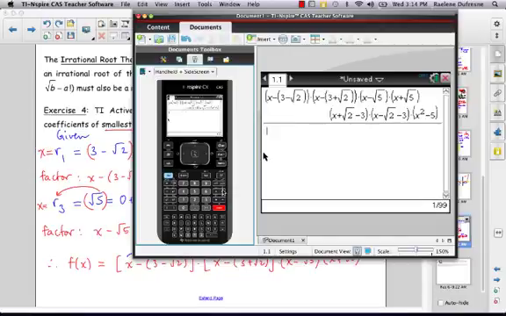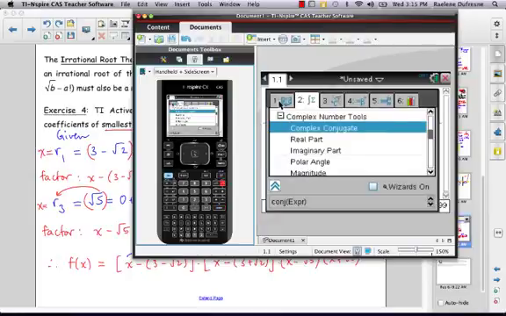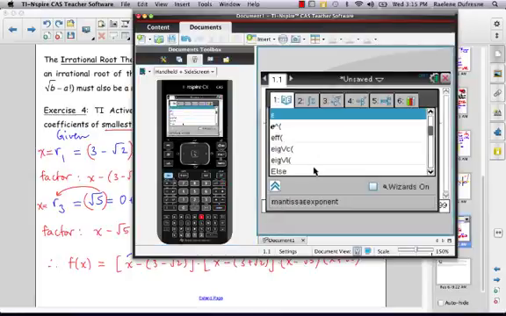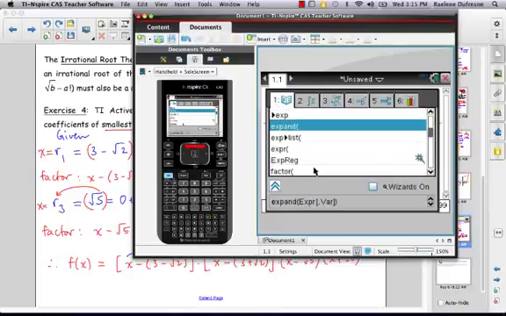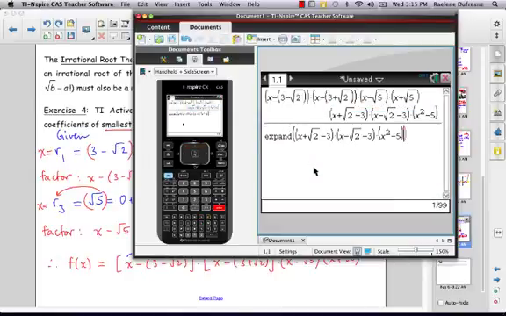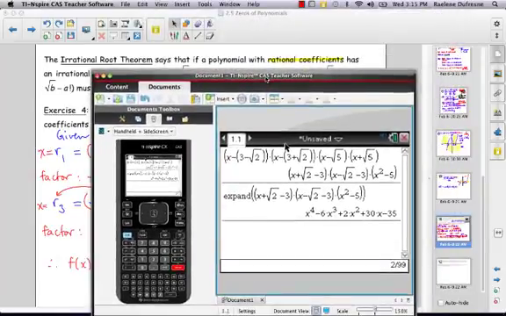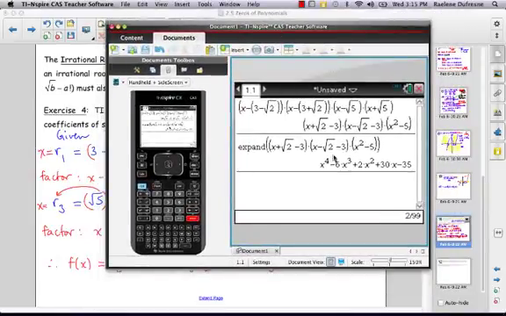Let's go to the catalog feature above the division, and we are going to go into the catalog to E for expand, or F and cursor up to expand. We are going to expand this expression, and when we do that, we see x to the 4 minus 6x cubed plus 2x squared plus 30x minus 35. This is a polynomial of degree 4, and what we want to confirm is, are the coefficients rational numbers? In fact, 1, negative 6, positive 2, positive 30, and negative 35 are not only rational, but because they all have denominators of 1, they are also integers.